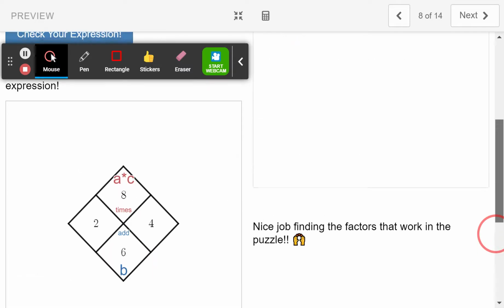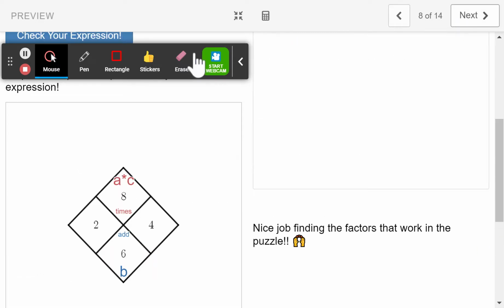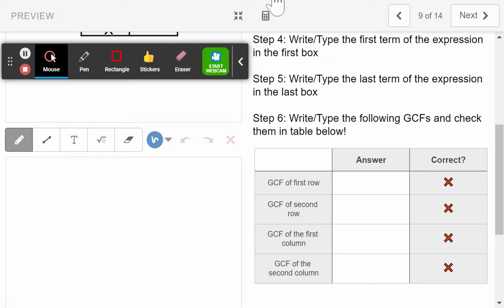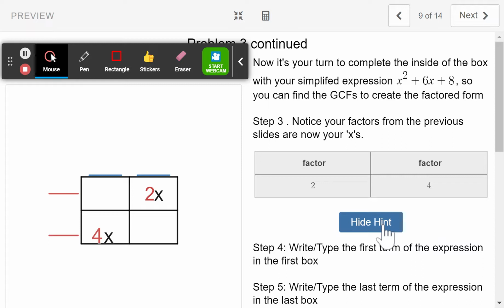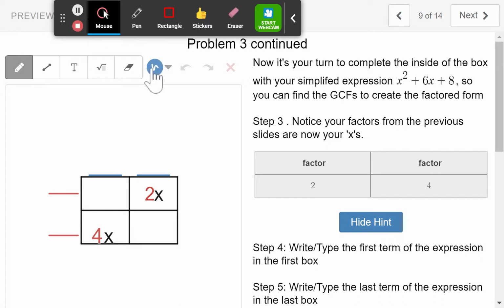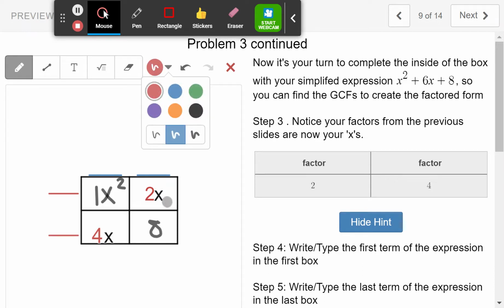All right, to get that, you have to move on to slide number 9. So here, first term, first box. It says x squared. If you want to put a 1x squared, that's fine. First term is in the first box, last term is in the last box. And then we want to find the GCFs.